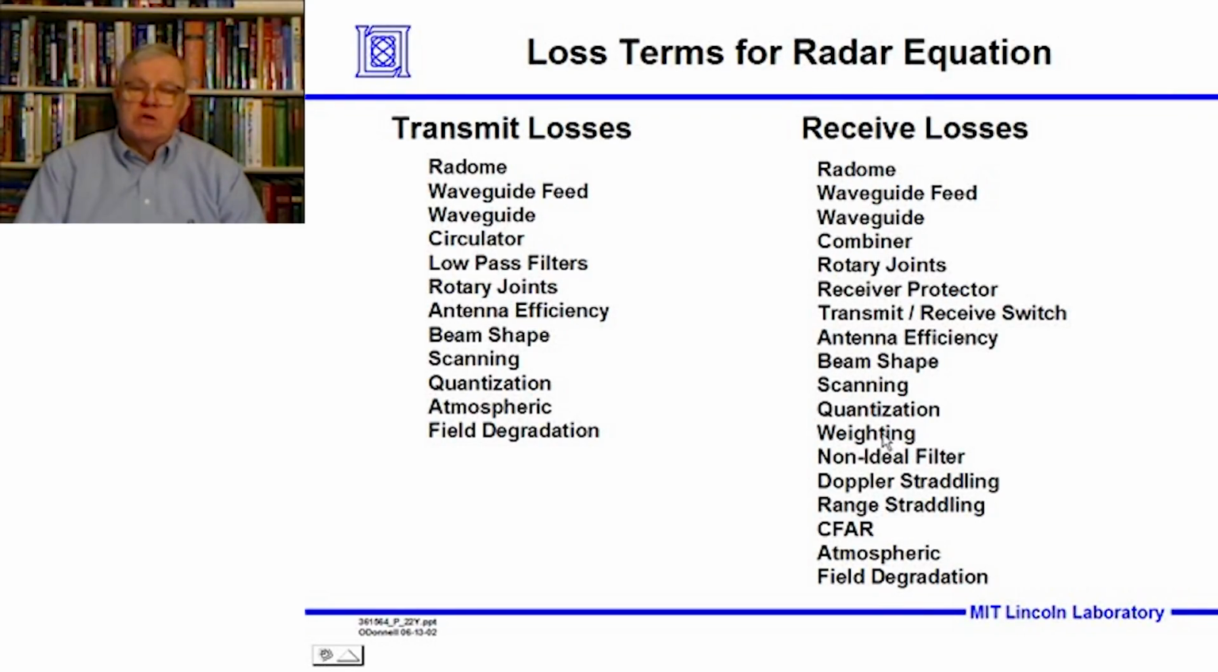Depending upon the mission of the radar and the type of the radar, overall, the total of the transmit and receive losses can vary from 5 to 15 dB. And 10 dB isn't at all an unrealistic number for the total of these losses, particularly when you consider how many of them there are.